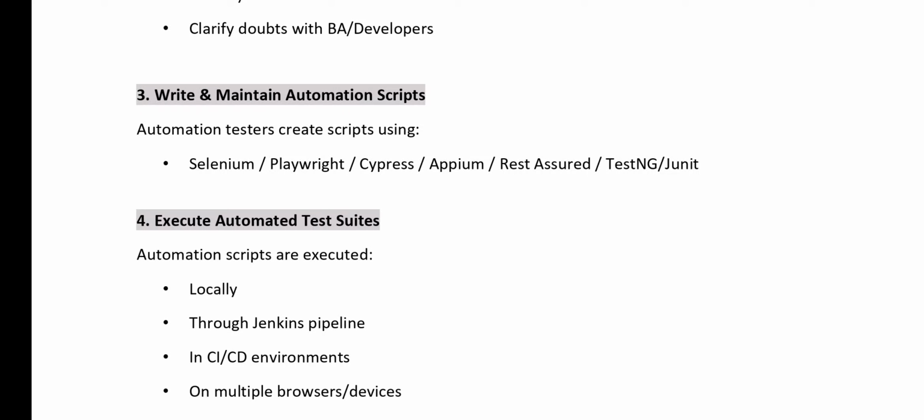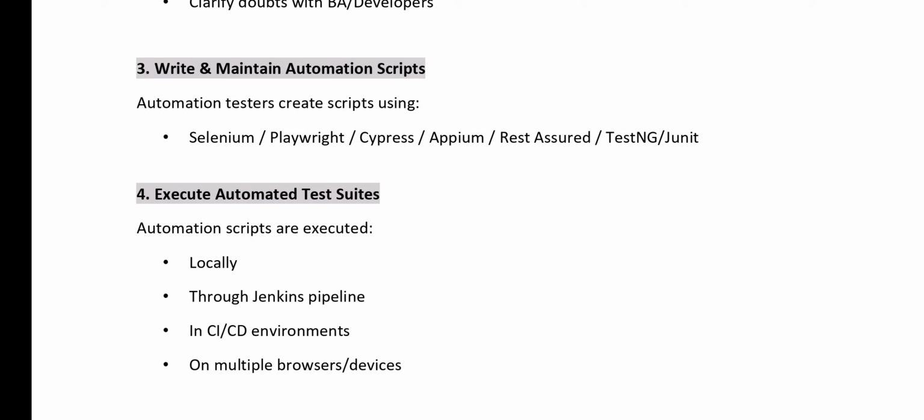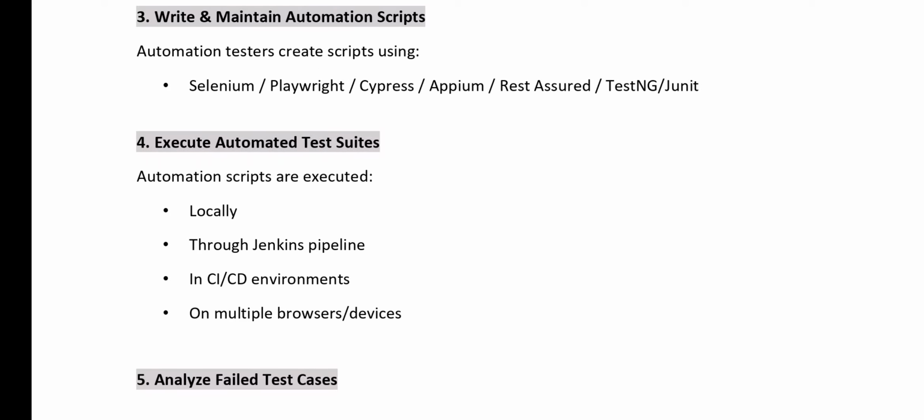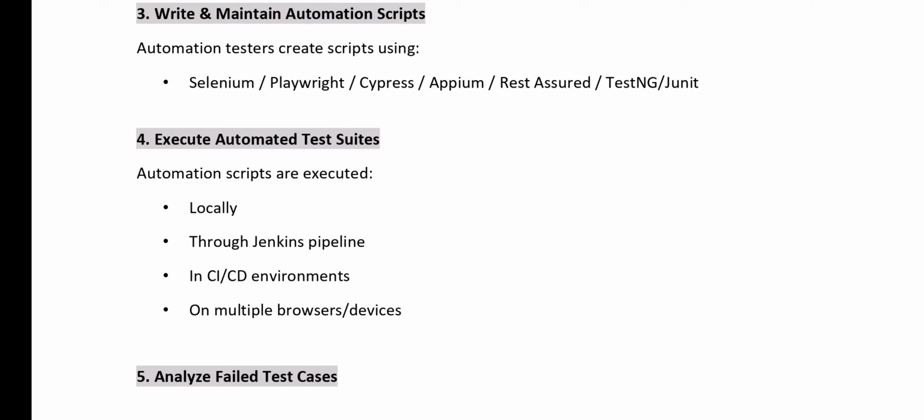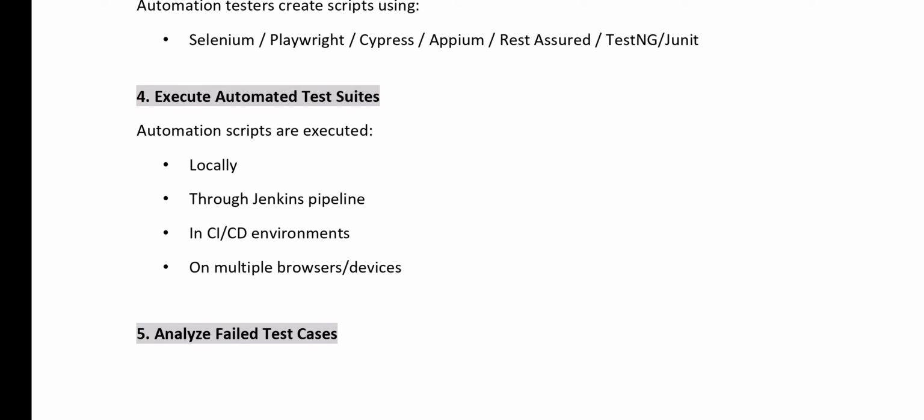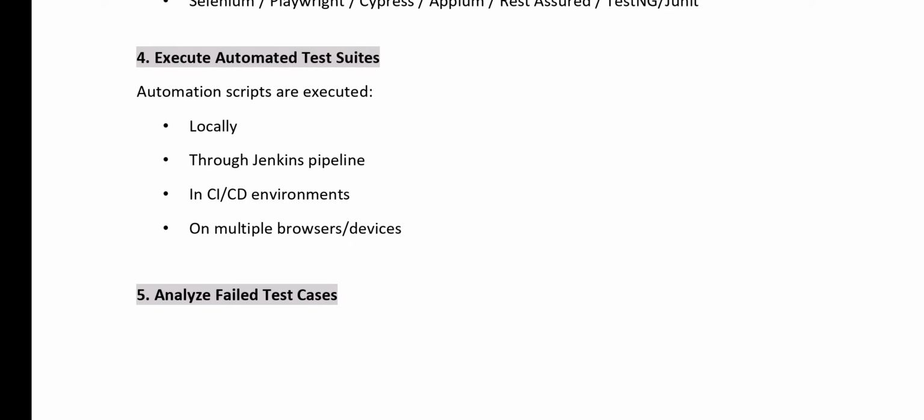And then the fourth point goes like execution of the automated test suites. Okay, so as soon as we write the test scripts, the execution part comes into the picture. We execute the automation scripts locally, through the Jenkins pipeline and in the CI/CD environments, and we also execute the automation test suites across multiple browsers or devices. Okay, to check cross compatibility or cross-browser testing.